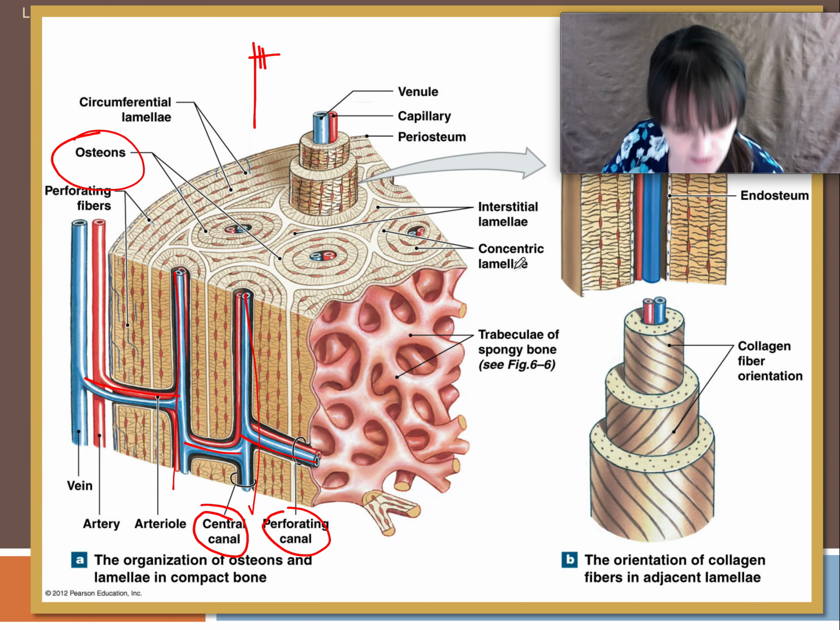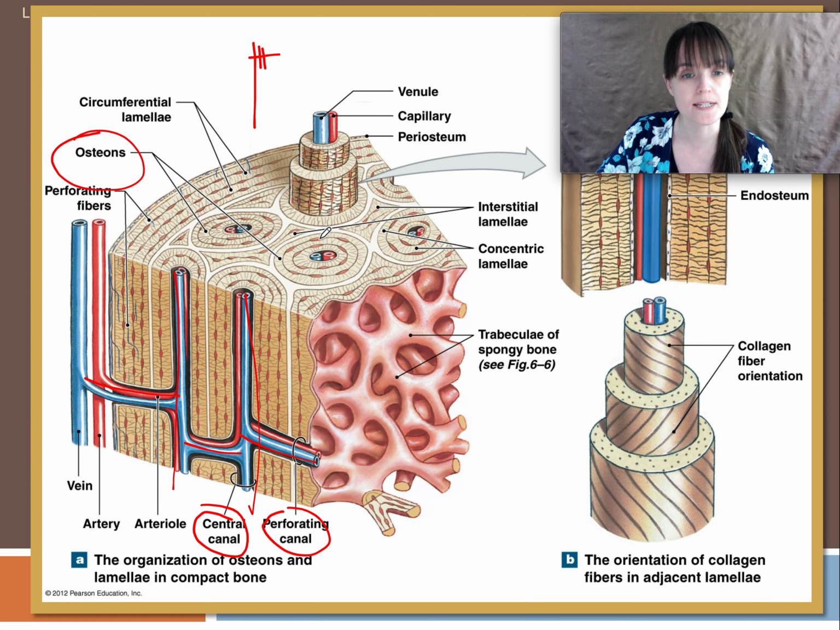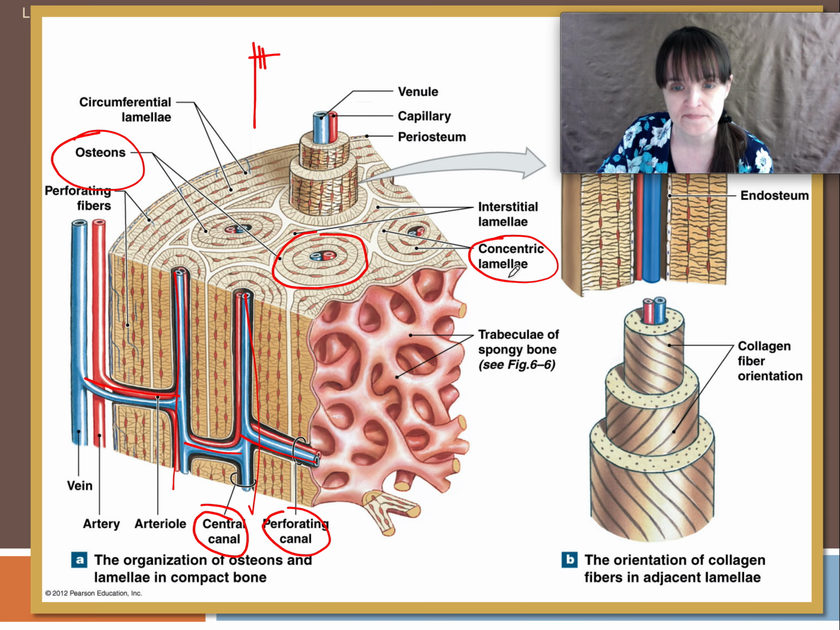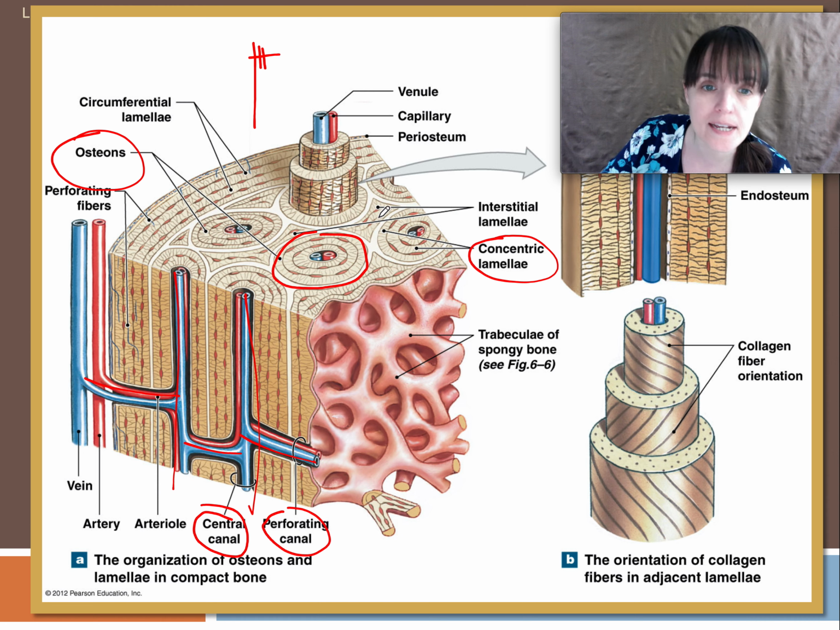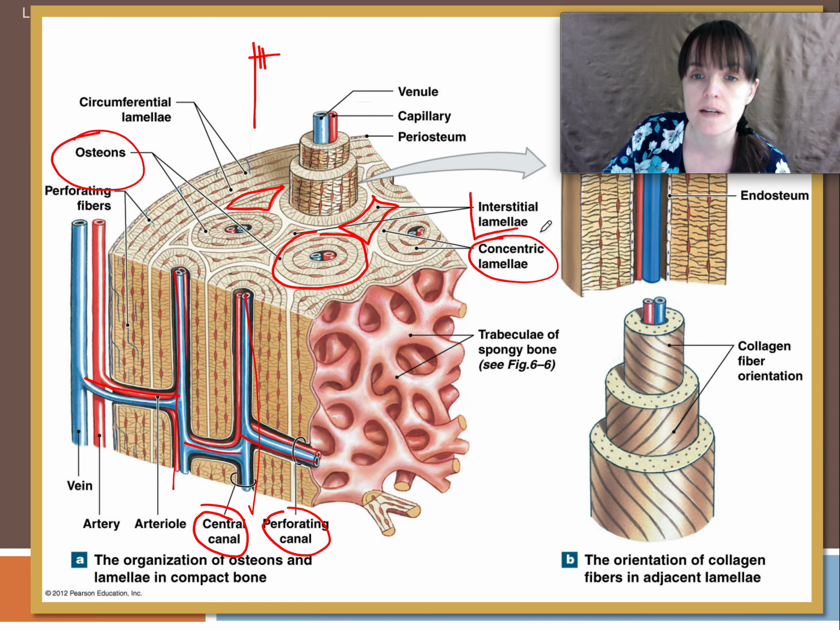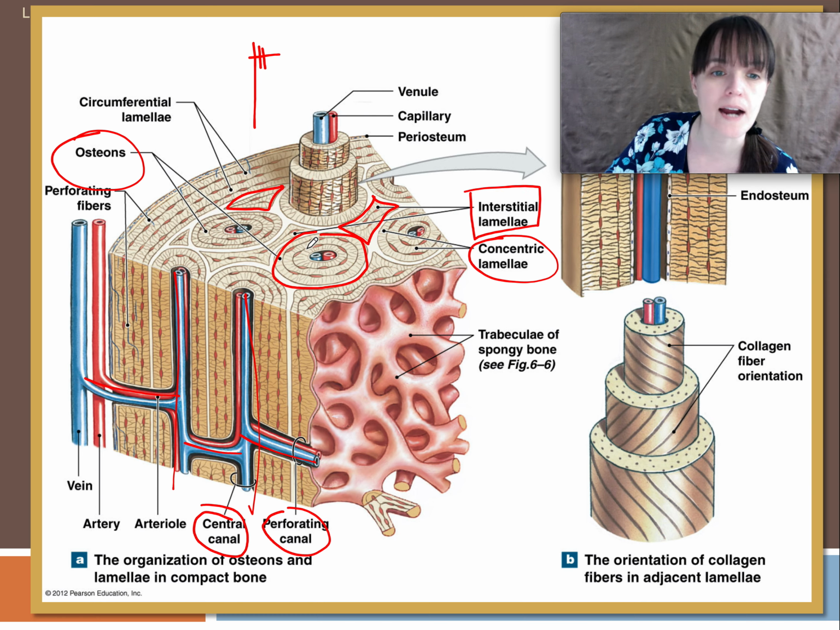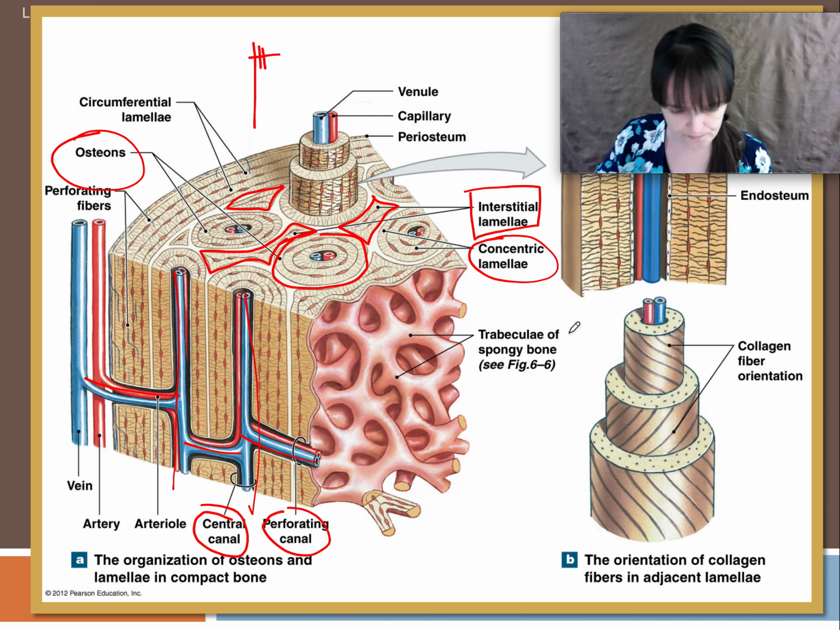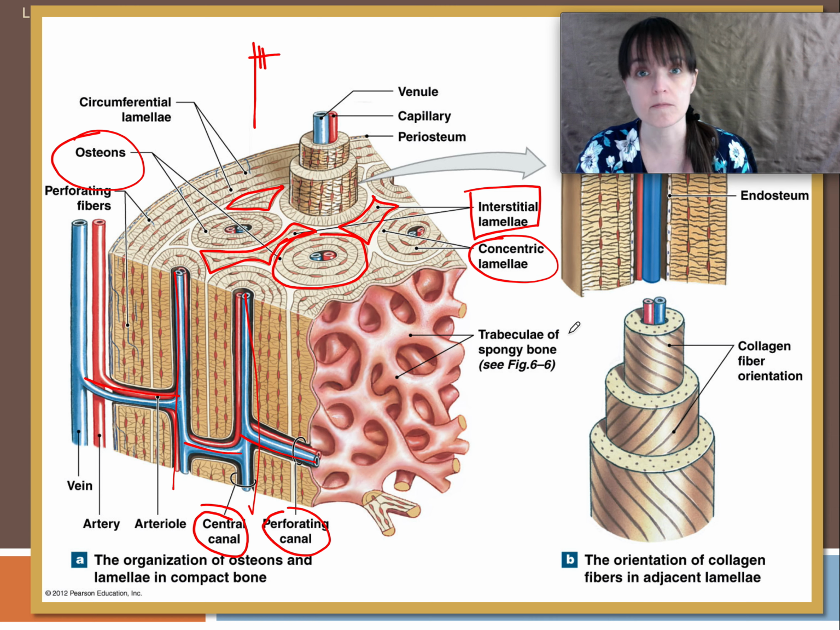Concentric lamellae are layers of matrix inside the osteon. And interstitial lamellae are these little bits of remnants of leftover osteons that have been remodeled. These little odd-shaped bits are the interstitial lamellae. They are outside the osteons, in between osteons. And again, remnants of remodeled osteons, as we mentioned in the previous video.